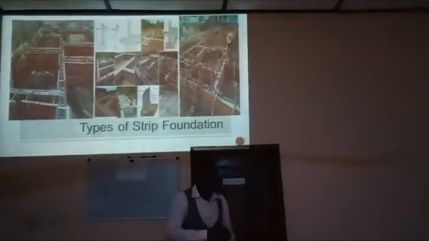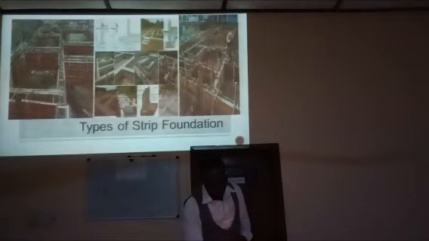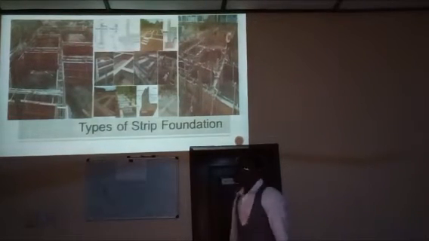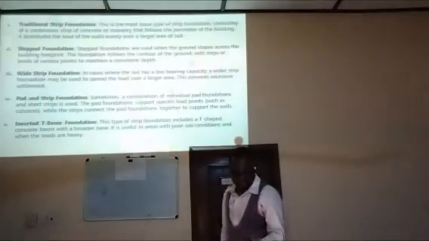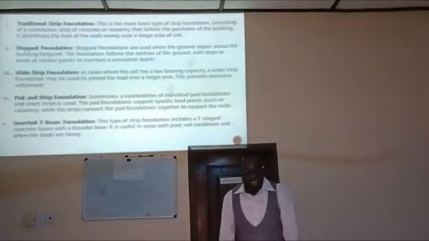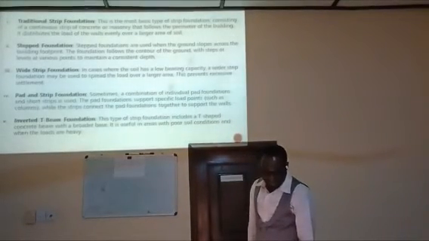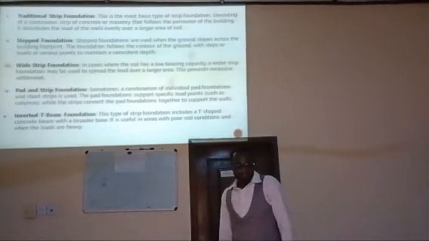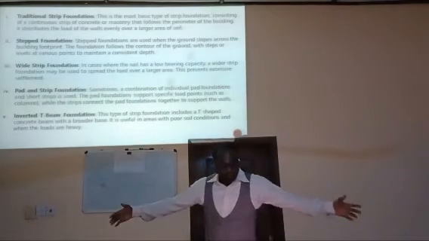There's also pad and strip footing as an example. So you have to combine it. Now, a combination of the individual pad foundation and short strips is used. So between this junction and the other junction, it will be strip footing. But when you get to the junction, you will still put the pad. Yeah. Are you getting it now? So you combine strip footing.